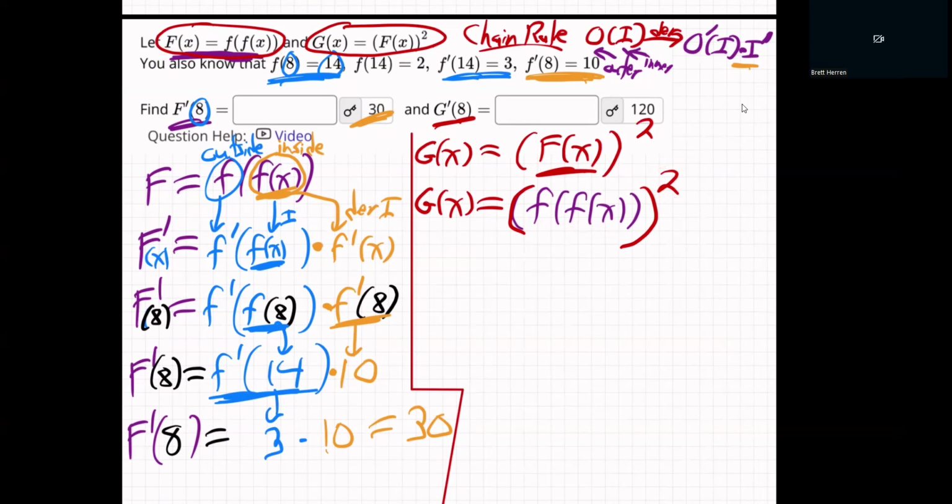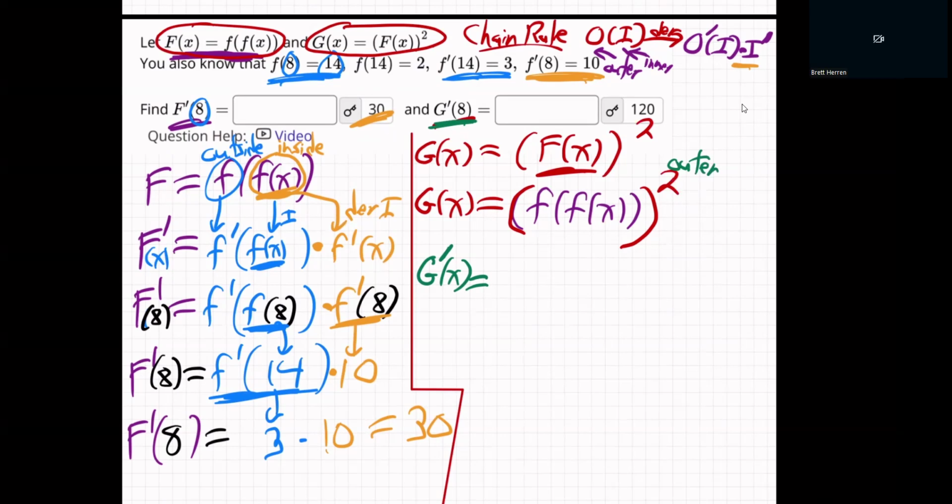All right. Now what do they really want from us? They want g prime. They want the derivative, right? G prime, and we're going to put the 8 in a minute. What's that going to equal? Well, you've got to realize we have a lot of layers here. We have this outer layer.